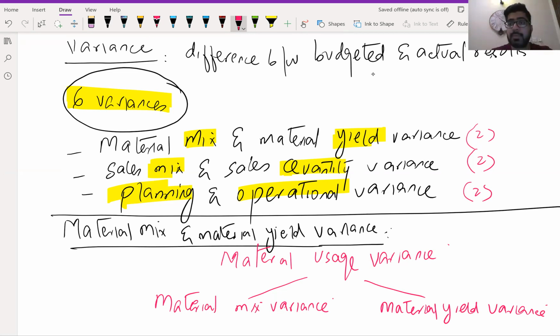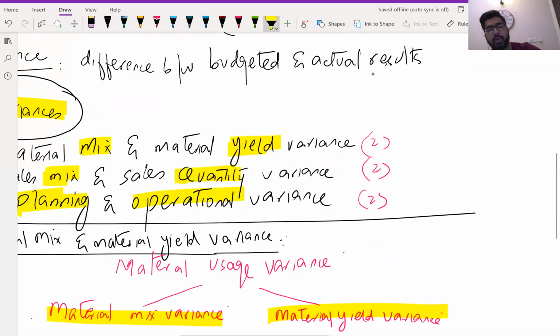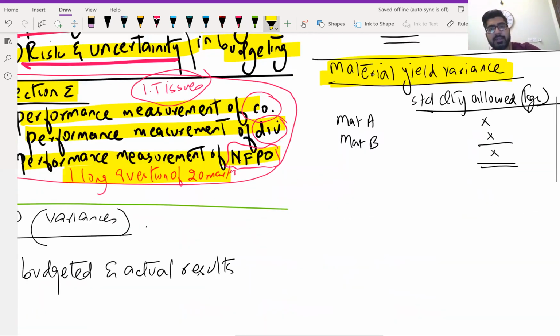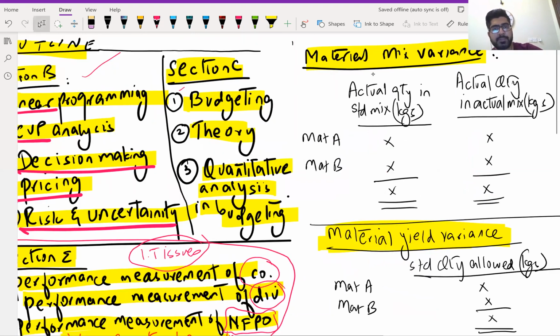That means material mix and material yield are not new variances coming out of the box. They are just the breakup of a previous variance. One is called mix and one is called yield. This is the first thing you must all know: they are not coming from somewhere outside. The old variance, material usage variance, is broken into two categories, mix and yield. Now I'm going to tell you what is mix and what is yield. Please pay attention to get the concept, because this paper is passed by concepts.